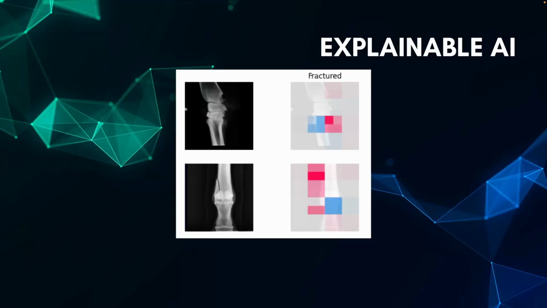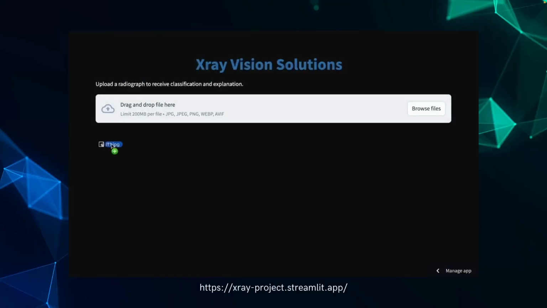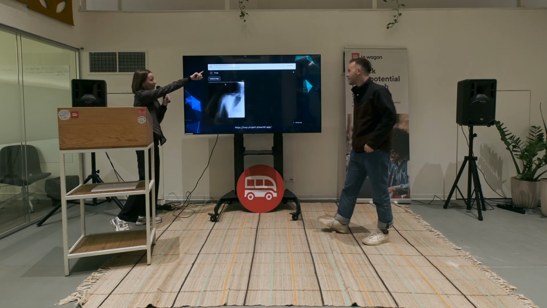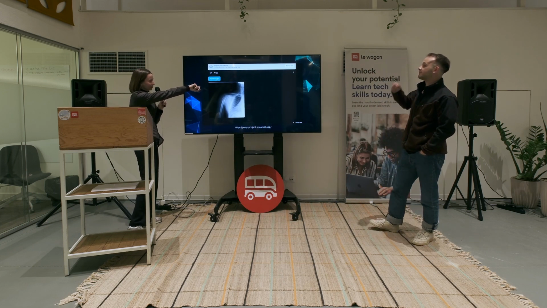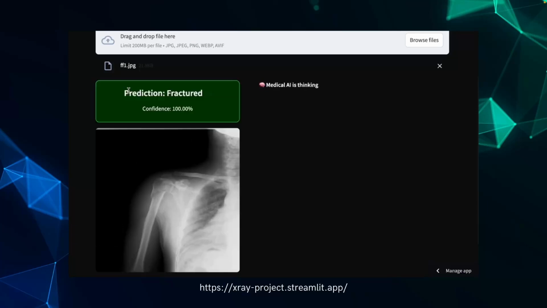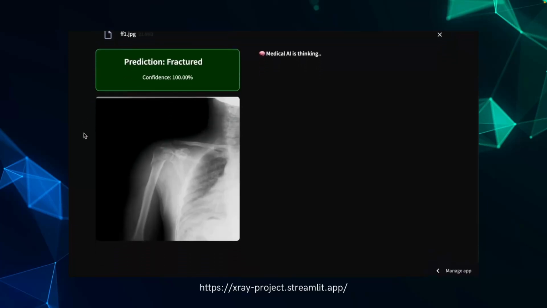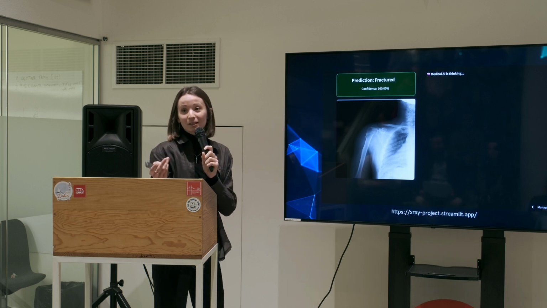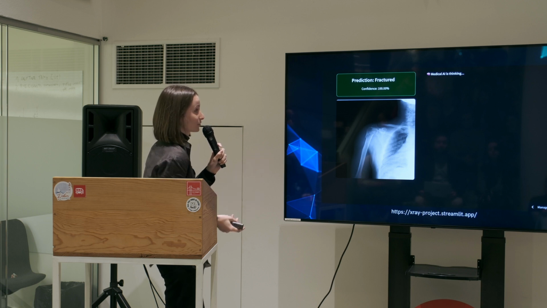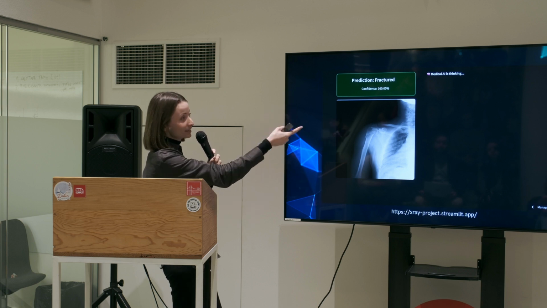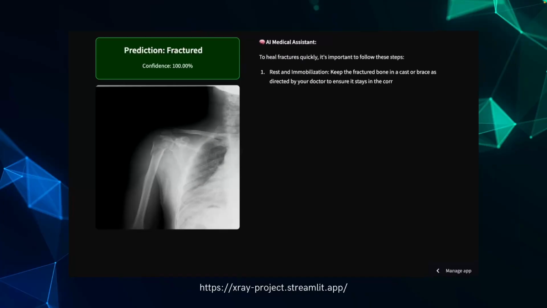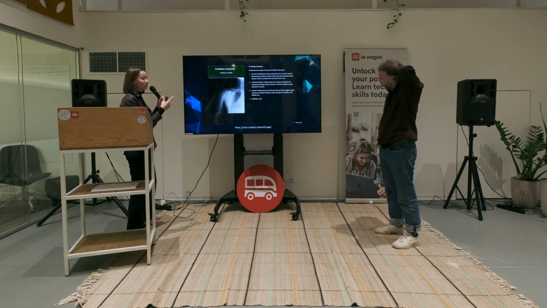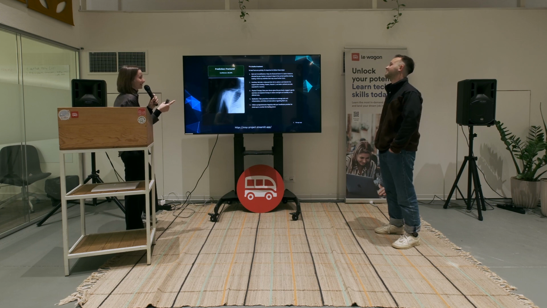And so in the end, we have this beautiful demo of our product. You can drag and drop an image and click on analyze the image. Then you have the prediction, fractured or non-fractured. You have the confidence score. Here it's 100%, so the model is pretty sure that there is a fracture. Then you have a medical AI assistant that will give you a bunch of recommendations about the process of healing of a fracture. By the way, it's Google Gemini.